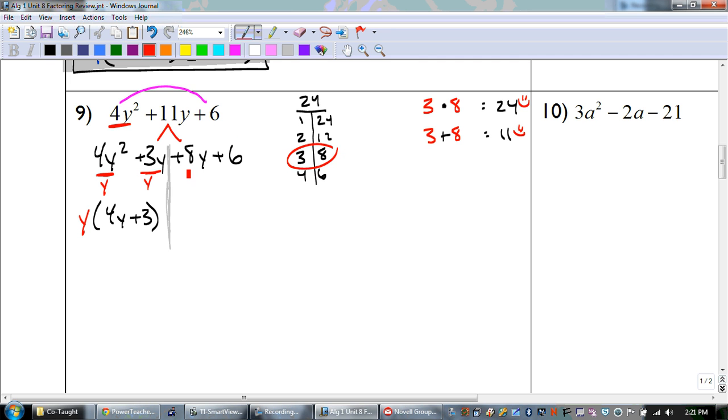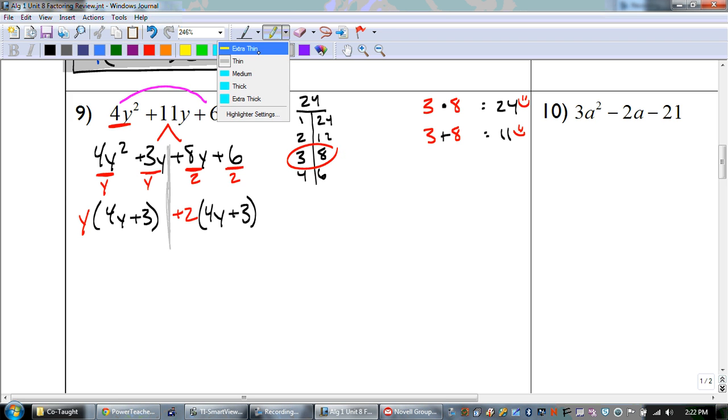Okay, now what about the back? What goes into both 8y and 6? Yeah, it's 2. And that's a positive 2. 8y divided by 2 is 4y. 6 divided by 2 is 3.